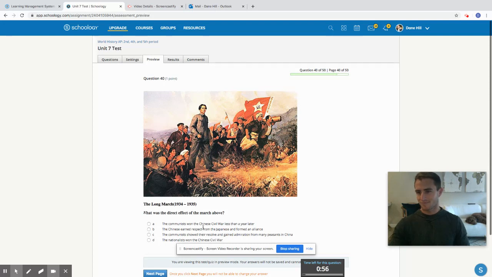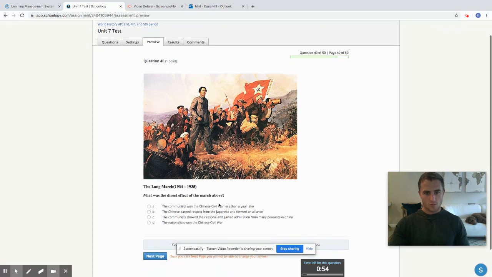What was the direct effect of the march above? Did the communists win the Chinese Civil War less than a year later? No. Did the Chinese earn respect from the Japanese and form an alliance? No. Did the communists show their resolve and gain admiration from many peasants in China? Yes. That is our correct answer. Boom. And that will go on to the next page. That's the last stimulus question.